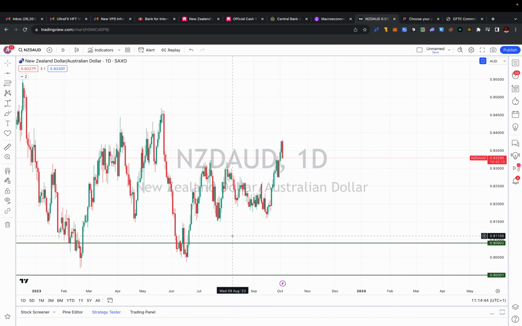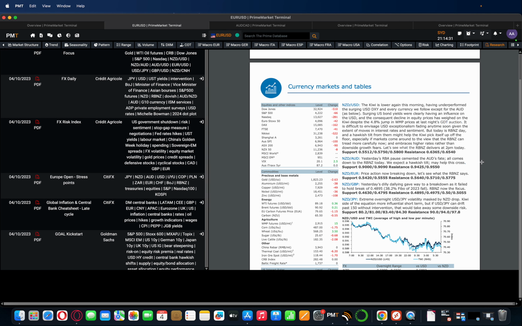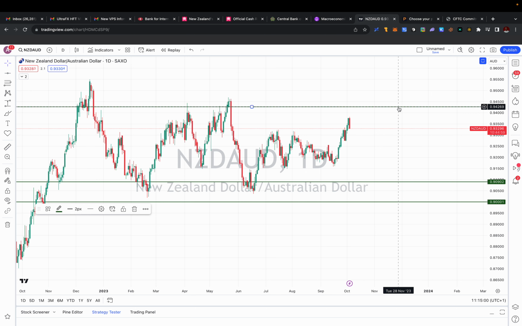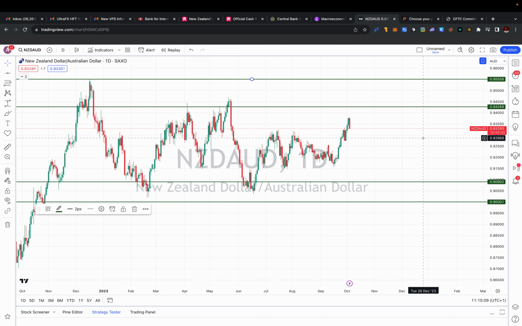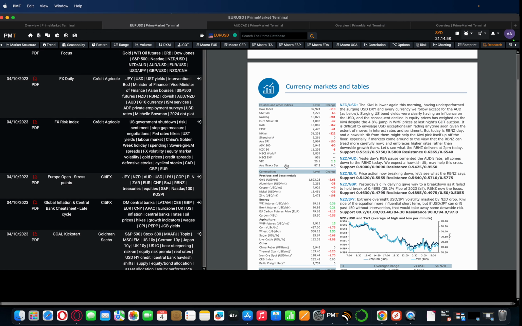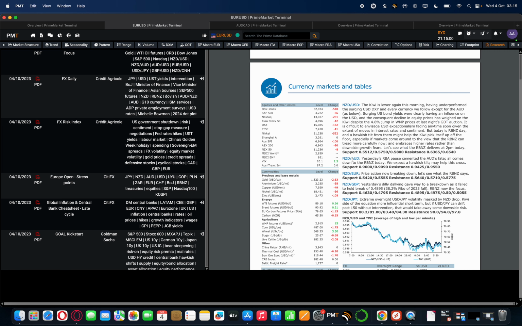As you can see what price did when it came there. Their resistance is actually going to be 0.9425 to 0.9550. 0.9425 is something here, and 0.9550 is here. Yeah, this is their support and resistance according to the bank. This is on the daily time frame, and this is for NZD AUD.